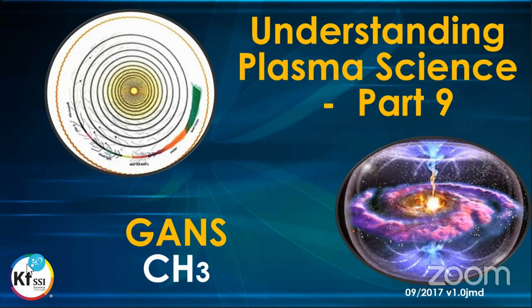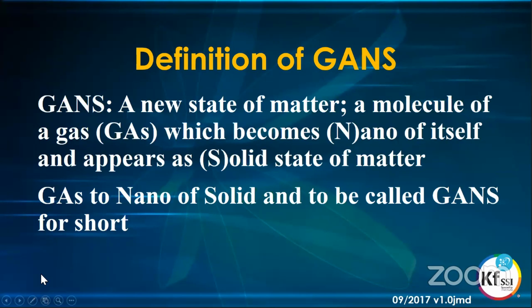All right, the final part of today would be making the CH3 Gans. So we'll go through that method. Before that, just a quick revision on the definition of Gans: a new state of matter, a molecule of a gas which becomes nano of itself and appears as a solid state of matter. So it's a gas to nano of solid, which we call Gans for short.